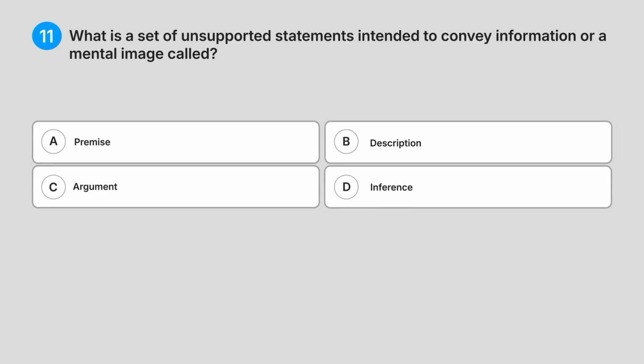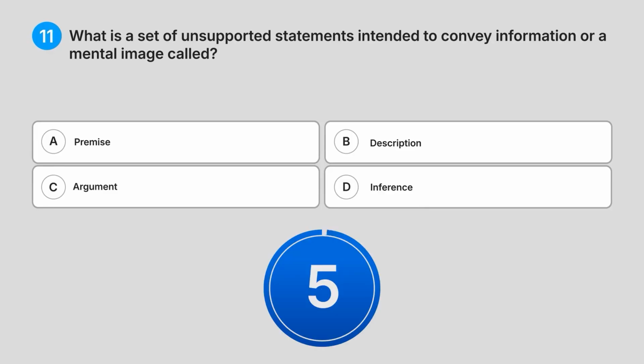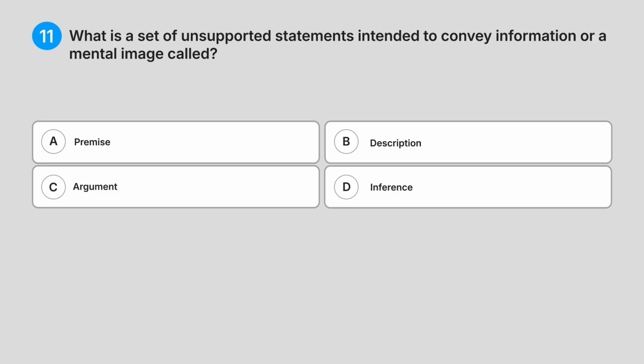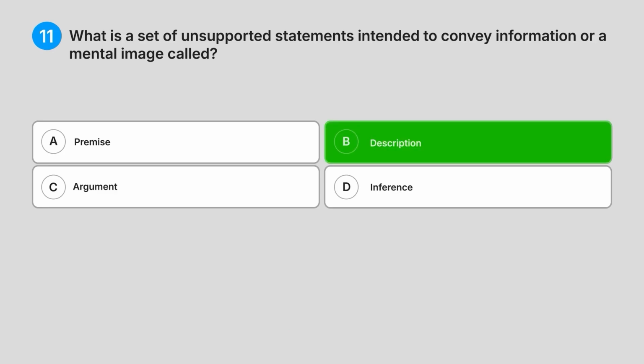11. What is a set of unsupported statements intended to convey information or a mental image called? A. Premise. B. Description. C. Argument. D. Inference. What do you think is the answer? Correct answer, B. Description.